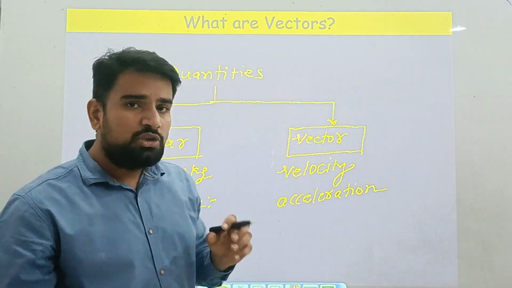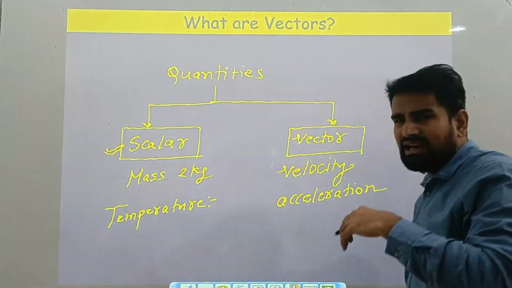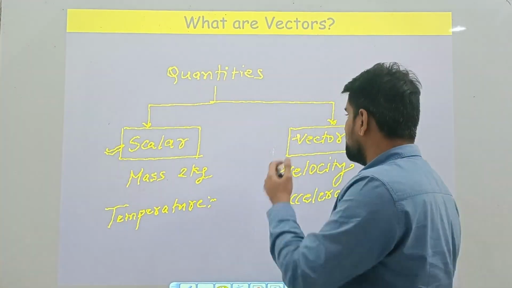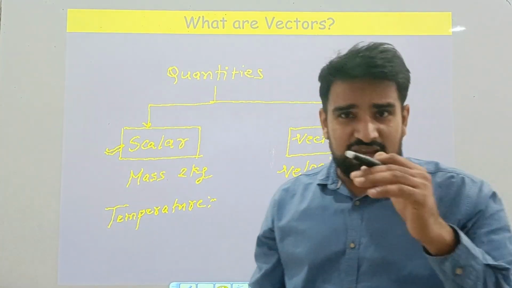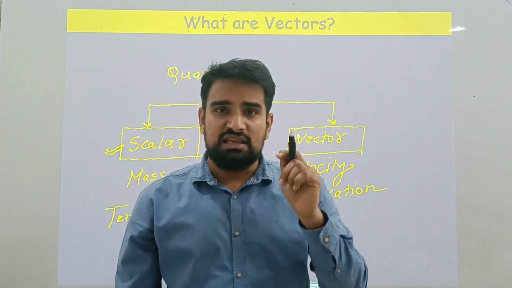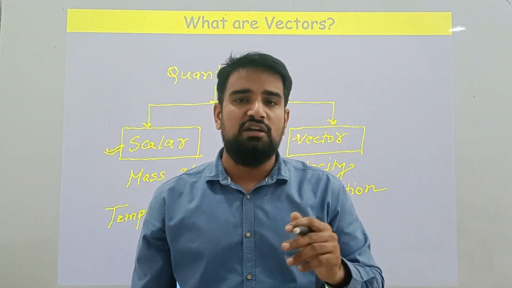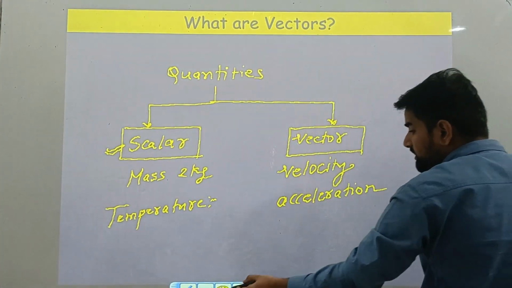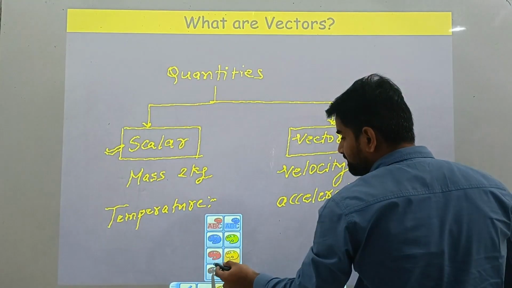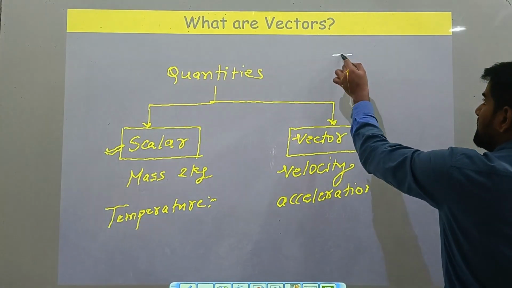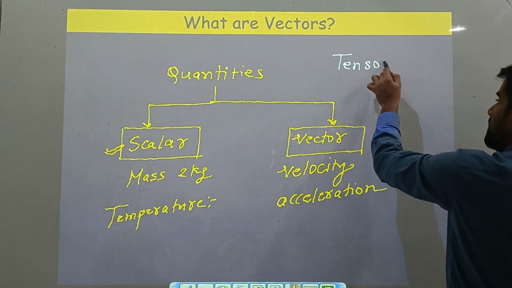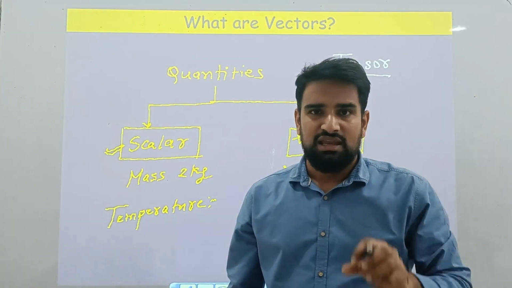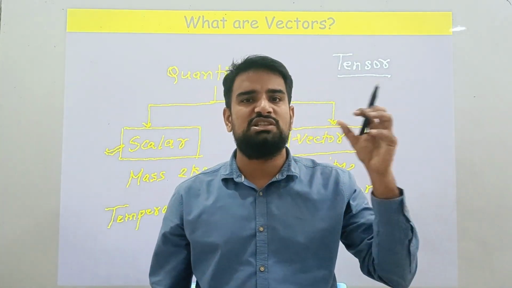All right, so you must also think about whether there is any other kind of quantity existing around us which is neither scalar nor vector. You're asking a correct question in your mind: there is a third quantity existing in nature, which is called a tensor quantity. Yes, you heard it right. A tensor quantity you may say is a kind of vector, but its direction is not specified, right?